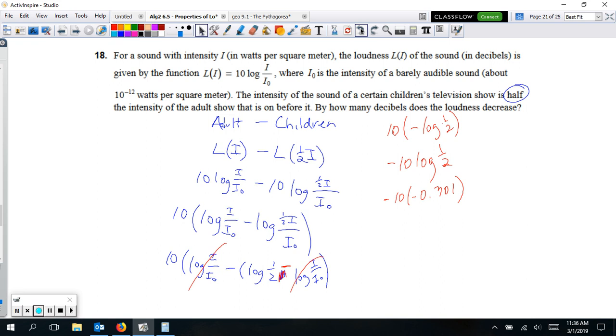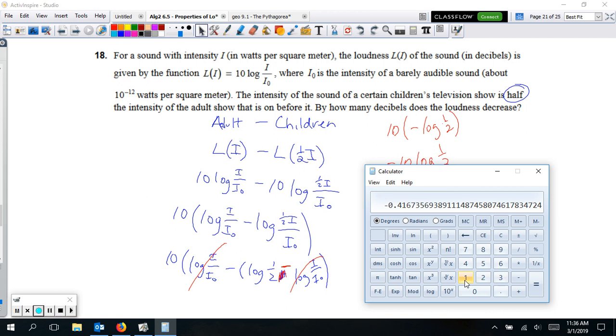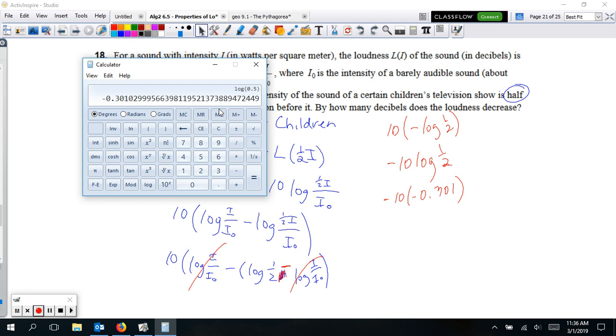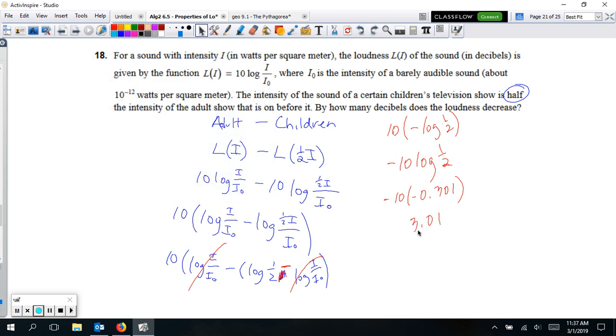As we do that, we can figure out what log of 1/2 is on the calculator. We could just do that real quick. I'll just put 0.5 in there, and then hit the log button, and there's that number right there. That's how I got that number. And then just times by negative 10. I can even do that on the calculator if I want to. It's going to become a positive though. Negative times negative is positive. When I times it by negative 10, it's just going to become 3.01. And so that's the difference of the loudness. So it decreased by that many decibels. It decreased about 3 decibels in loudness for the children's television show.